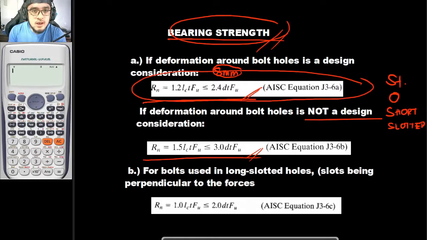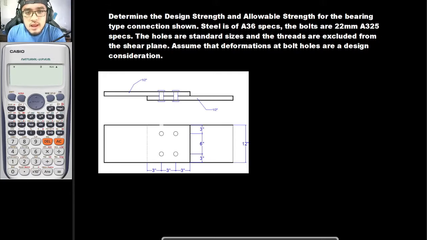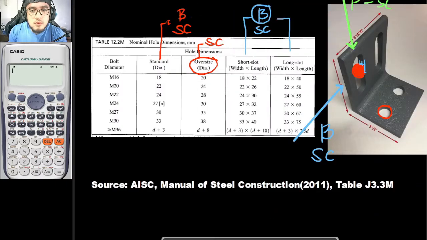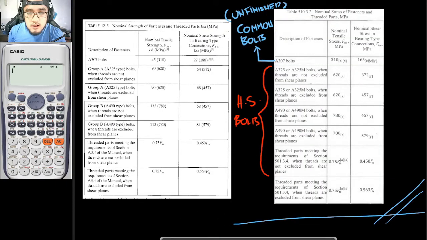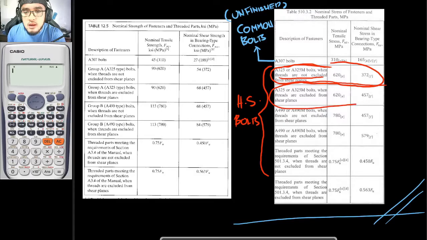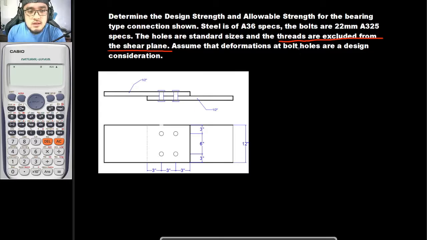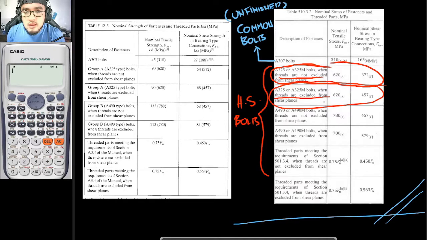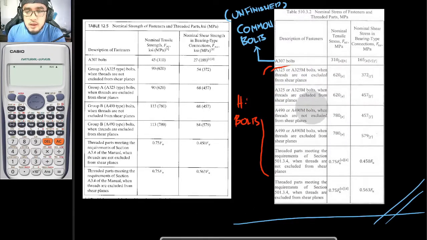So this one. And as you can see here, it is said that the threads are excluded from the shear plane. So if you go back to this table right here, we have this row which is to be used if the threads are not excluded from the shear plane. And you would be using this one right here if threads are excluded from the shear plane. Once again, it is stated in this problem that the threads are excluded. So this is the parameter that we will use, which is this one right here.